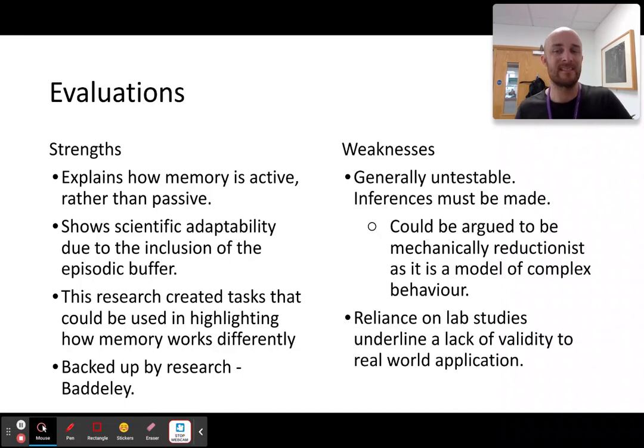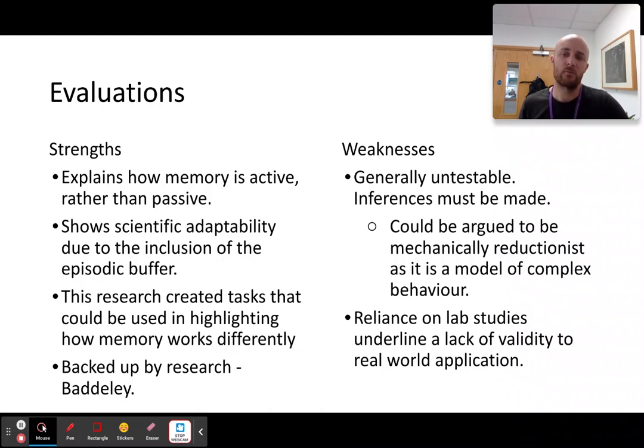In terms of weaknesses, like I say, it's generally untestable. Inferences, also known as educated guesses based on research, must be made. But also, it could be argued that this theory is mechanically reductionist. The reason why it's mechanically reductionist, and we do need to understand reductionism, maybe not now, because if you're year 1, it's quite early in the game. If you're year 2, you definitely should know mechanical reductionism.